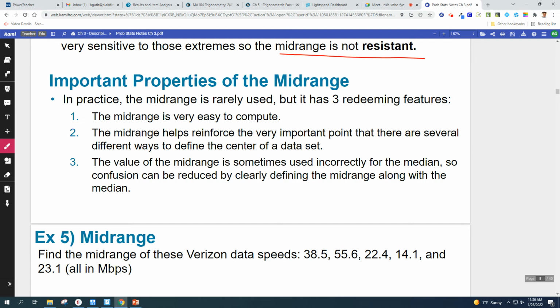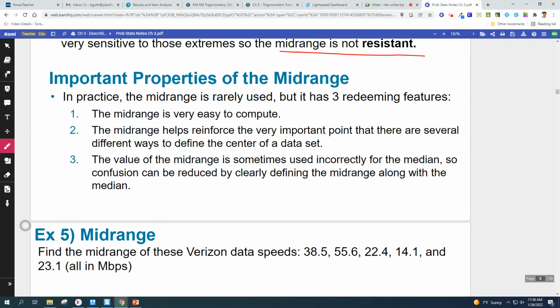Important properties. In practice, the mid-range is rarely used, but it has 3 redeeming features. Number 1, it's easy to compute. Number 2, the mid-range helps reinforce the very important point that there are several different ways to define the center of data. And 3, the value of the mid-range is sometimes used incorrectly for the median, so confusion can be reduced by clearly defining the mid-range along with the median.